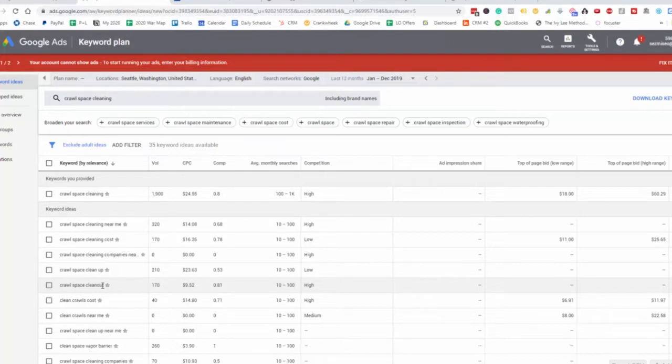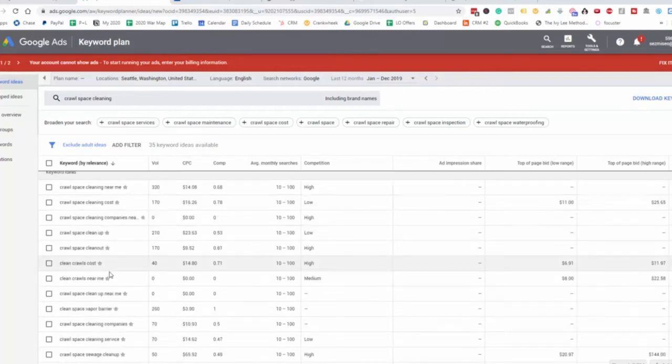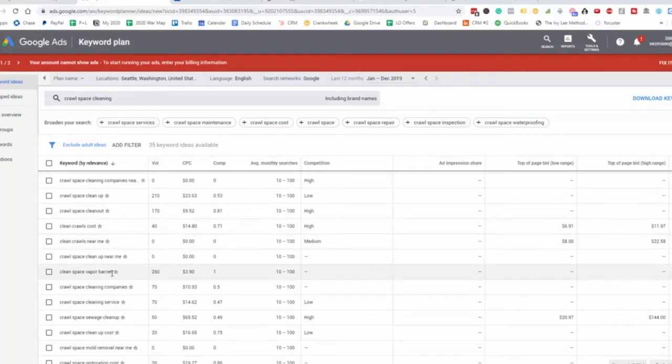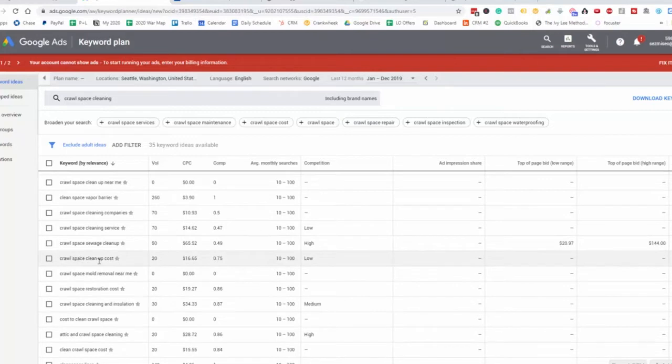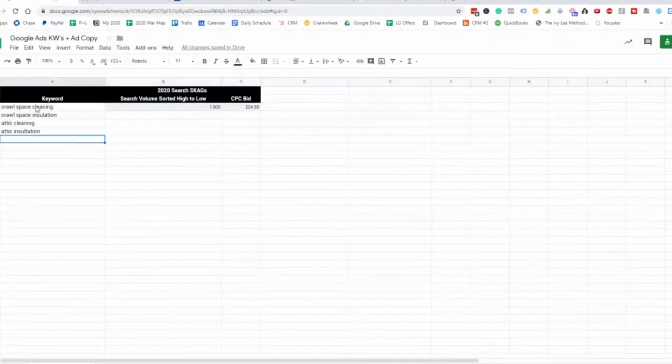People are maybe looking for pricing. They're looking for a vendor near them. They're looking for the best contractor, right? And so we would find all of the words that have to do with people looking for crawl space cleaning. So then we have crawl space cleaning service, we would include that, and crawl space cleanup cost. Our main keyword up here is going to be crawl space cleaning, and then we'll have a bunch of other keywords under it.